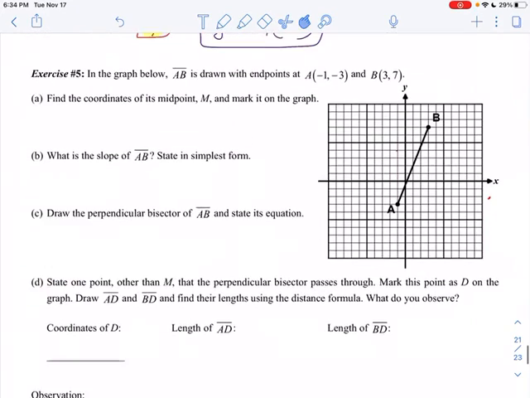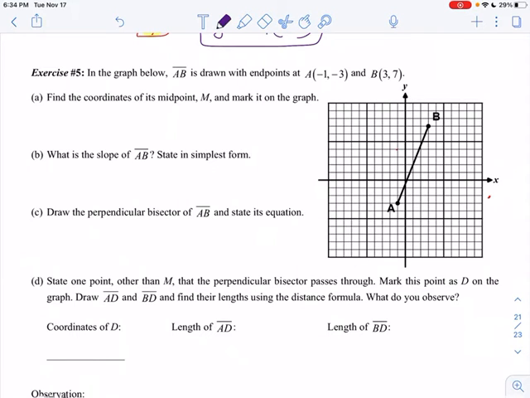All right, exercise 5. In the graph below, AB is drawn with endpoints of A, which is (-1, -3), and B, which is (3, 7). We want to find the coordinates of the midpoint. Basically, what we're doing here is they're doing another problem, and they're just walking us through it step by step to make sure that you understand that. So I'm going to find the coordinates of the midpoint.